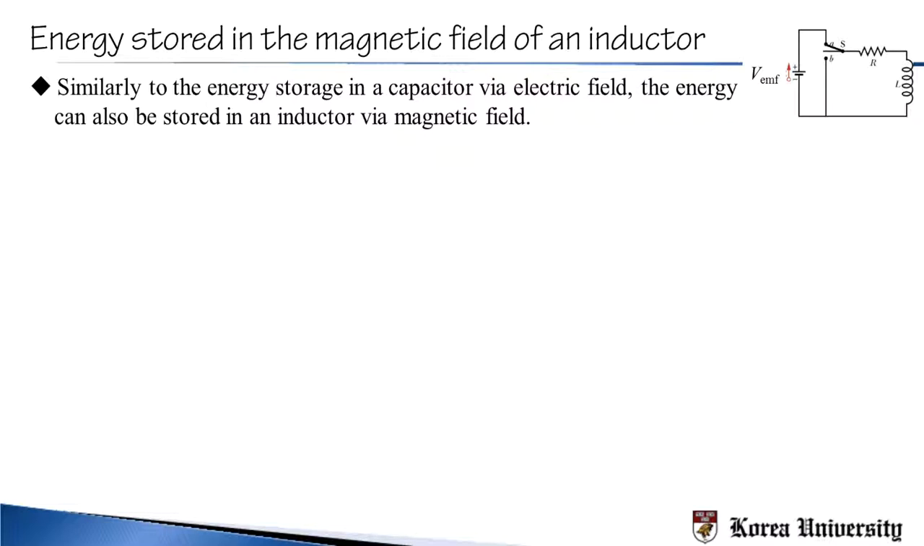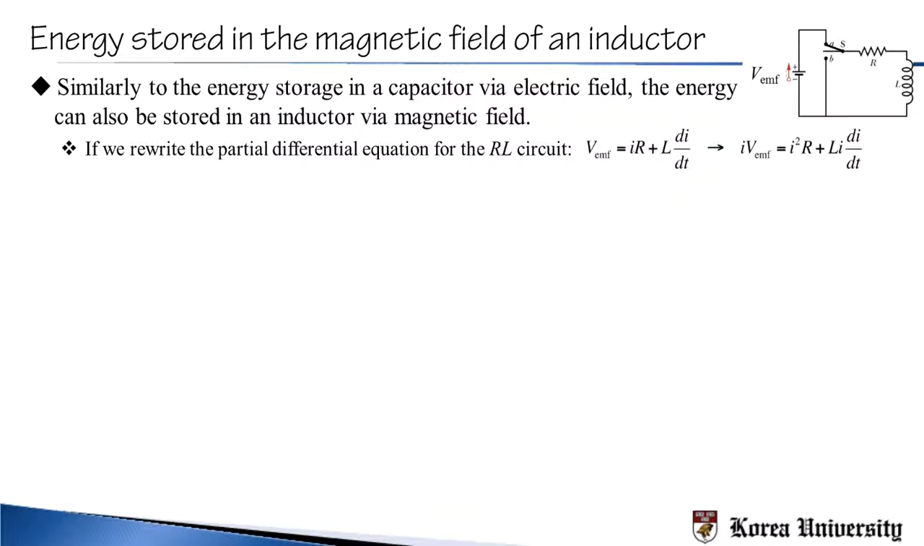So let's try to calculate it. How do we do that? We will use the equation that we have seen before. In this circuit where this EMF device delivers energy to the resistor and an inductor, it is the same equation we used to calculate the current. Starting from here, let's multiply current on both sides, and this is what you get.